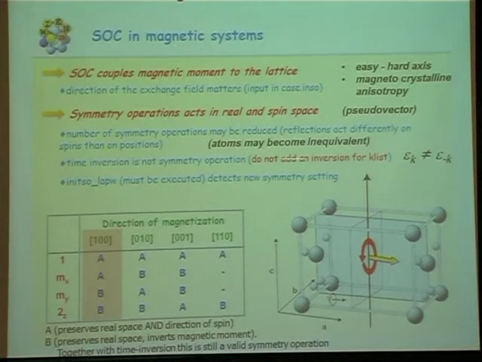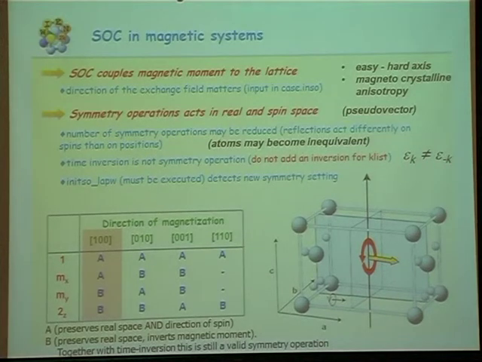In difficult cases, it can even happen that atoms become non-equivalent. The problem is that when you have magnetism, time reversal symmetry is not a symmetry operation a priori anymore. You heard that also in the previous talk and in the WIEN2k talk from David. And that means we can a priori not add inversion for our K-mesh.